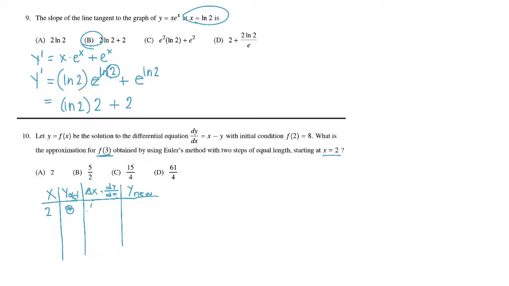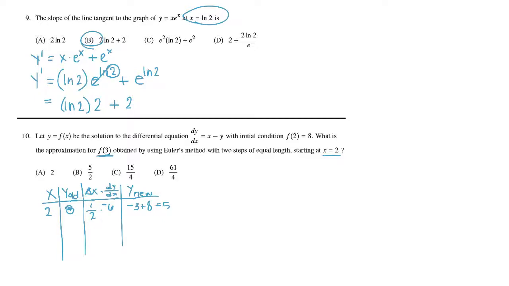It's 1/2 times our slope here, which is -6. So that means my new y value is going to be -3 plus 8, which is going to give us 5. Now let's move on to the next one.